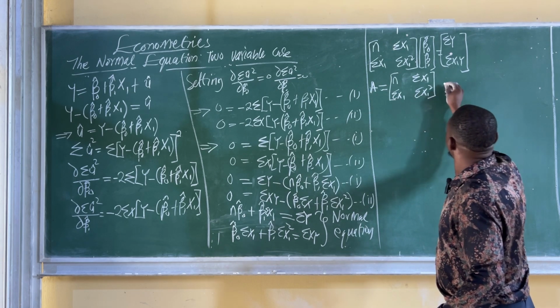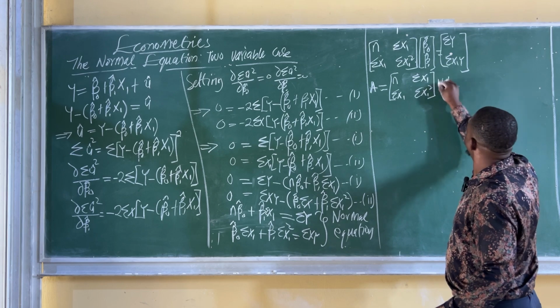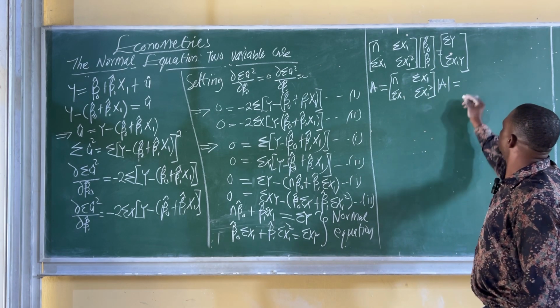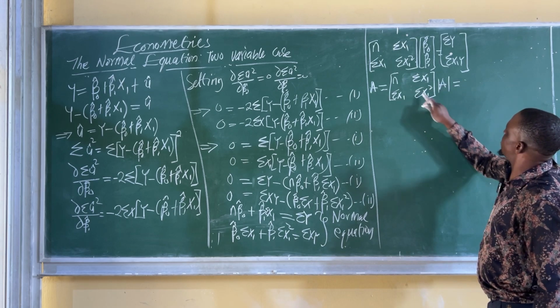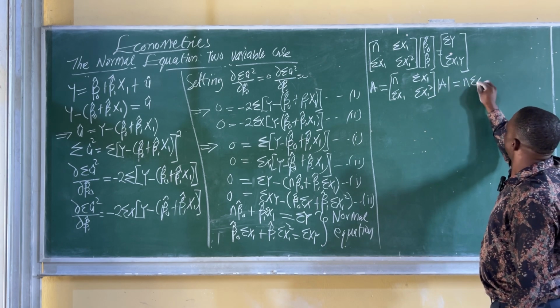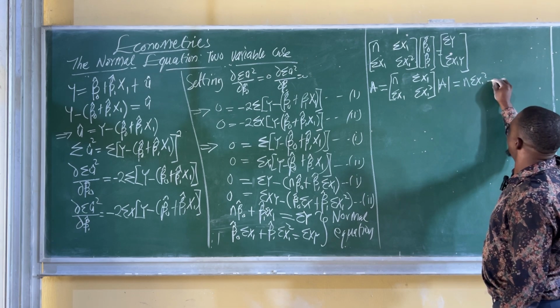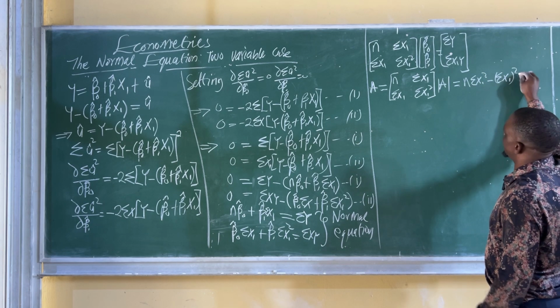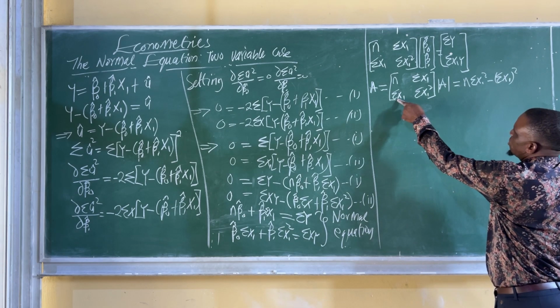So that the determinant of A, if we are taking the determinant of this, will be equal to this times this minus this times this. So we'll have n summation x1 square minus summation x1 all squared, which is this times this.